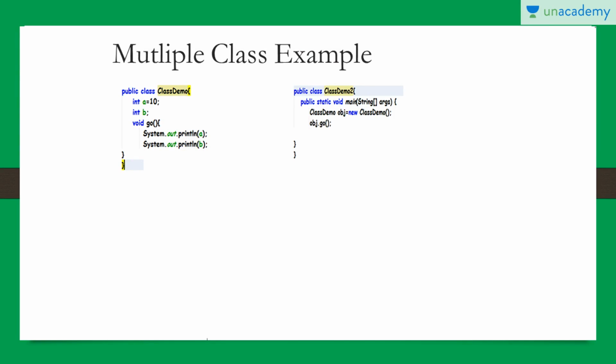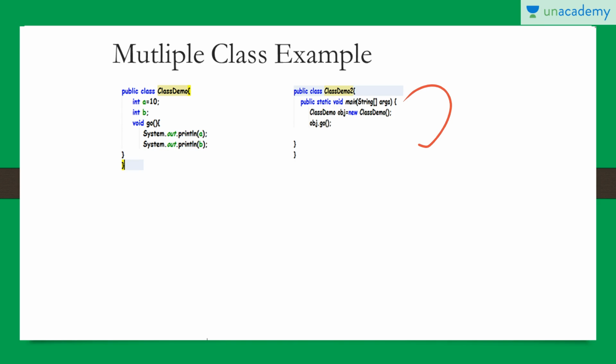Now let us see how to create the object of a class when we have multiple classes. Here is a class Demo, and here is another class Demo2. Here I am accessing all the variables and methods of class Demo from another class. If I want to execute all the components of class Demo, I have created a main function inside class Demo2, and inside that I am creating the object of this class.